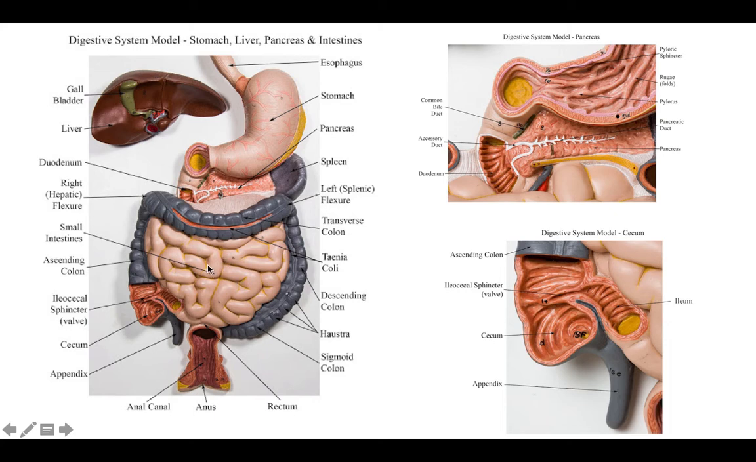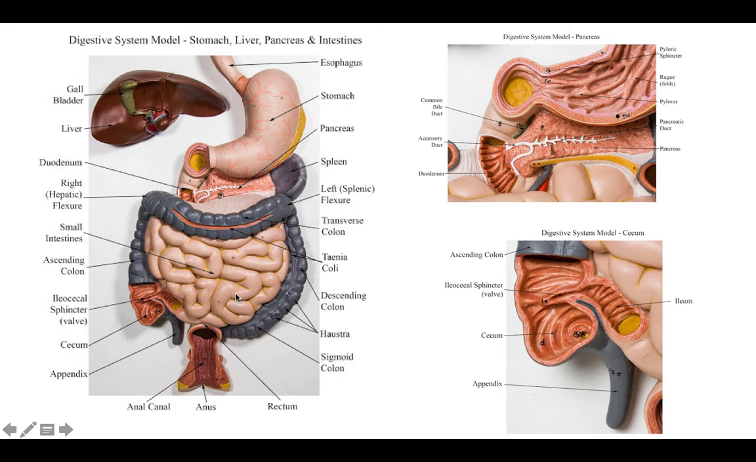And again, the main function of the small intestines, from the duodenum all the way down to the jejunum and ileum, is that they are going to perform a little bit of the leftover chemical digestion, especially through some of the enzymes secreted from the pancreas, the liver, and the gallbladder. And then their big function is to perform nutrient absorption.